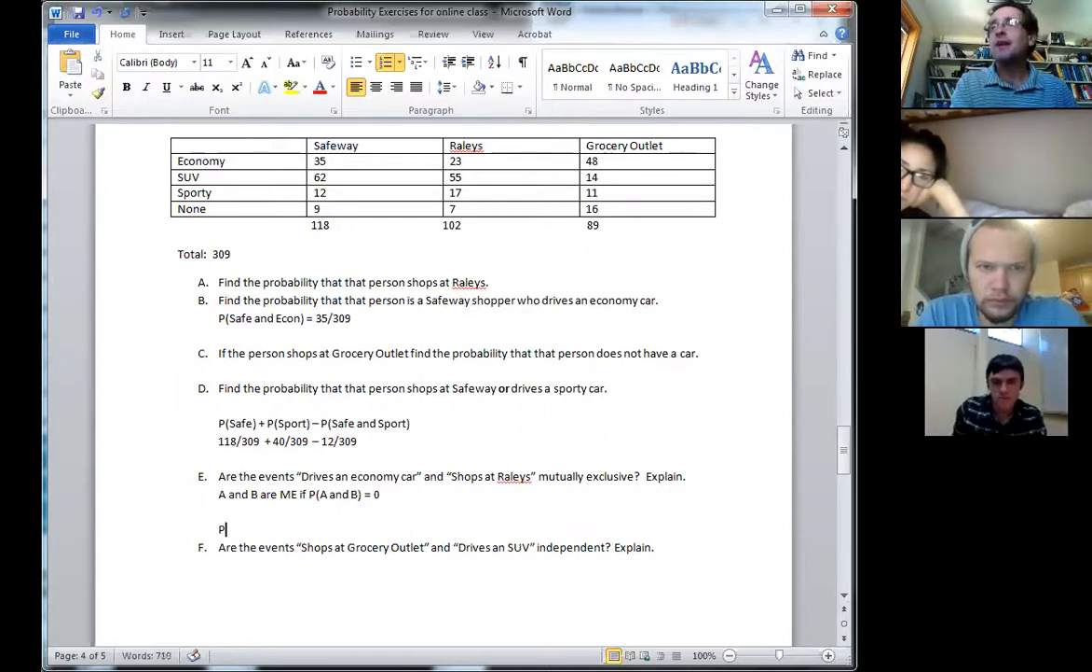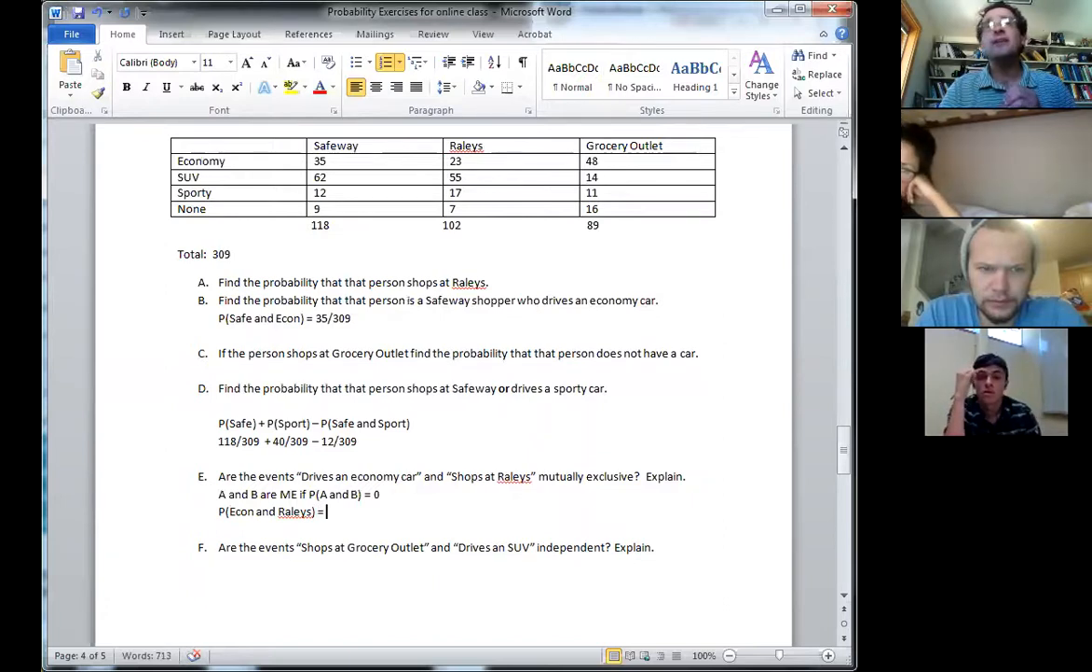So while you're thinking about it, let me type in the work that needs to happen: the probability of economy and Raley's. What is that probability? The hint is it's very easy. Think about how I did the other one. Okay, yeah, 23 over, not 102. It's an and, not a given. So, not 23 over 102. Yeah, 23 over 309.